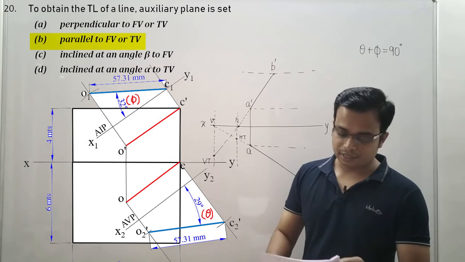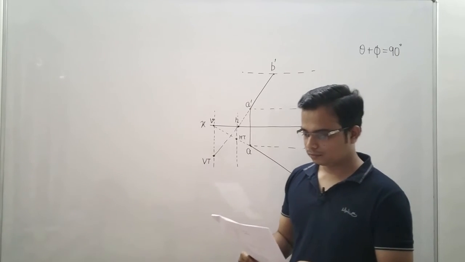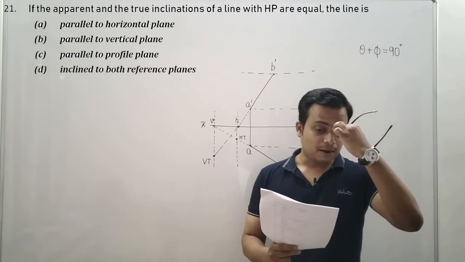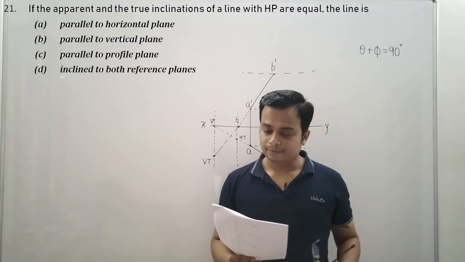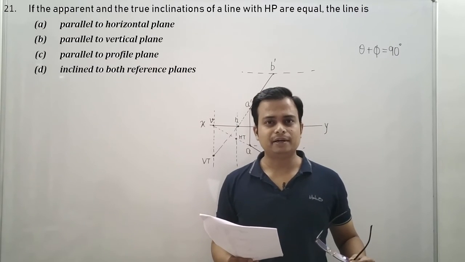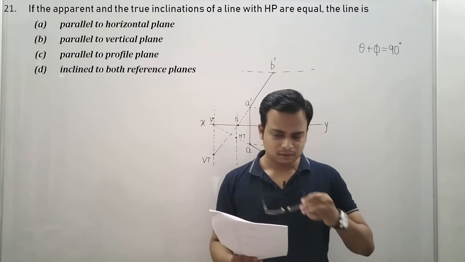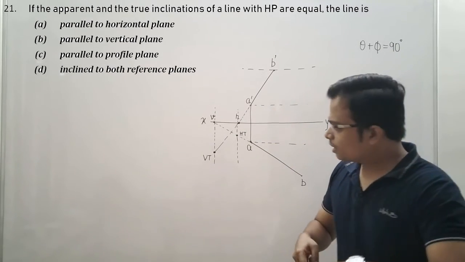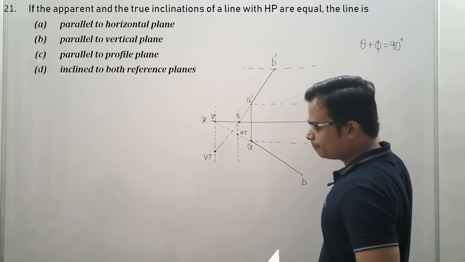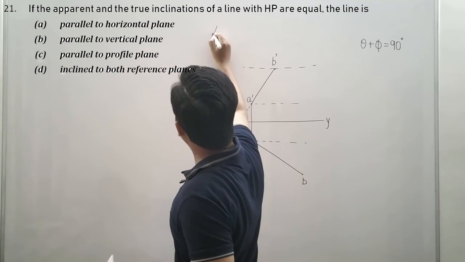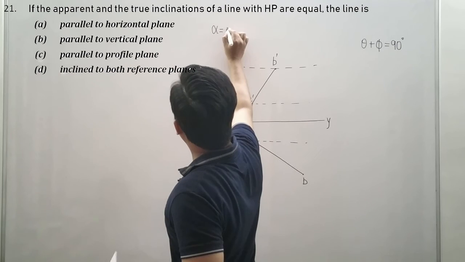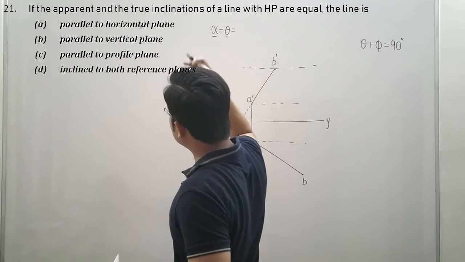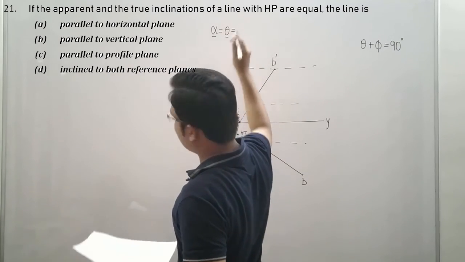Last problem in this series, and here it is. If the apparent and true inclinations of a line with HP are equal, the line is... If the apparent and true inclinations of a line are equal, it's something like this. Apparent inclination is alpha and inclination with true length is theta. This is the real inclination and this is something which we see. Both of them are equal.